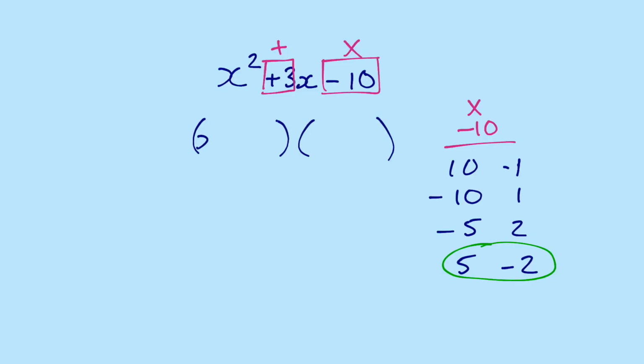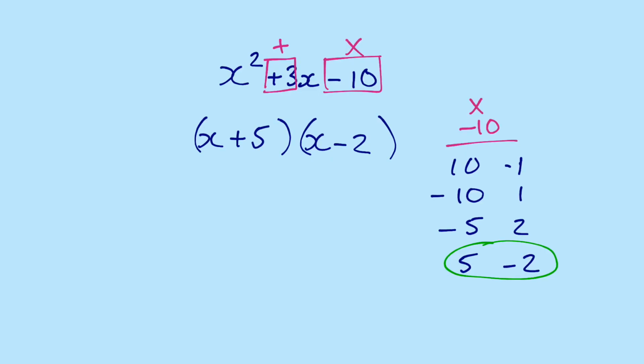So I put my x's at the front of both brackets. Then I put my plus 5 and my minus 2 into the brackets. And this is my final answer.